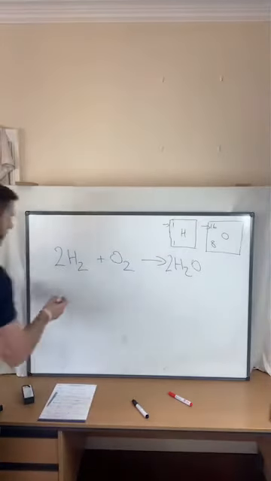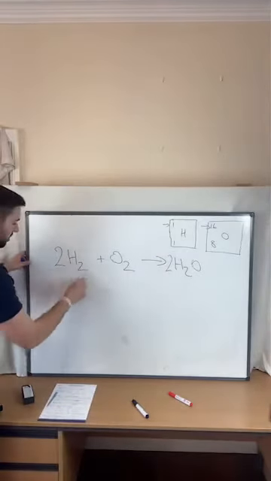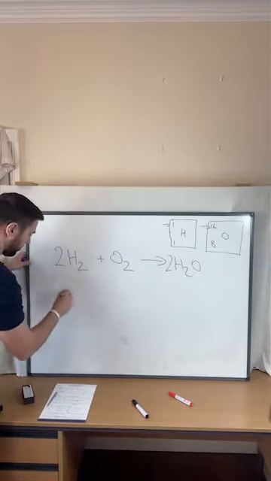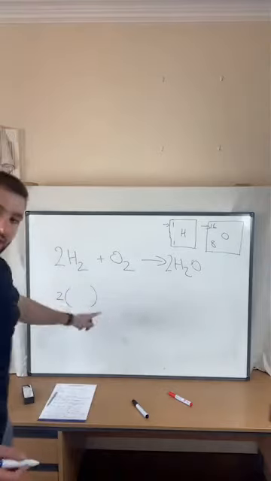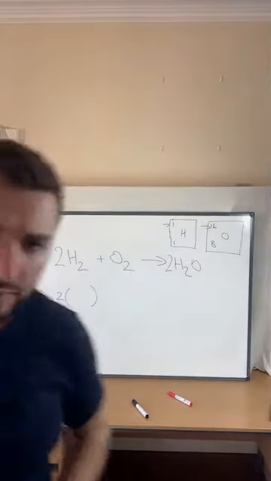Okay, we'll start with this. We've got 2 moles of H2. So we're going to put 2 outside this bracket. What's going to be going on inside the bracket? What am I multiplying inside this bracket for the H2?